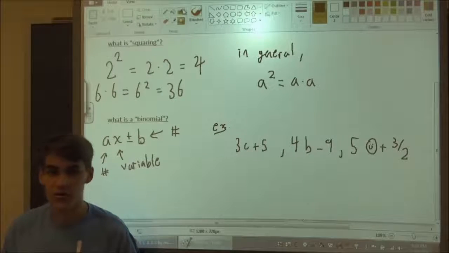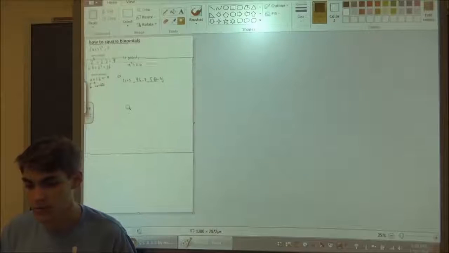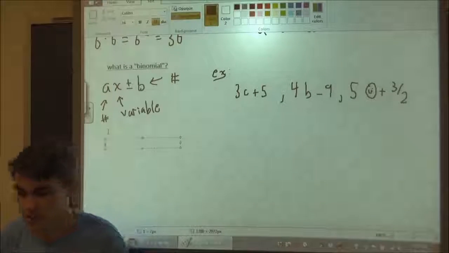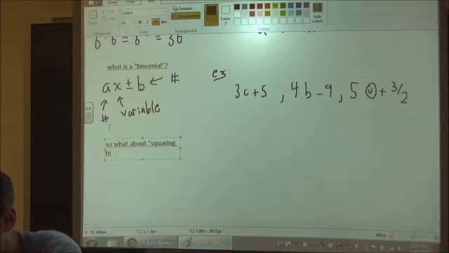Okay, so now we know what squaring and binomials are. Now how about we put those two concepts together? That might seem like a little bit of a difficult concept, so what about squaring binomials?